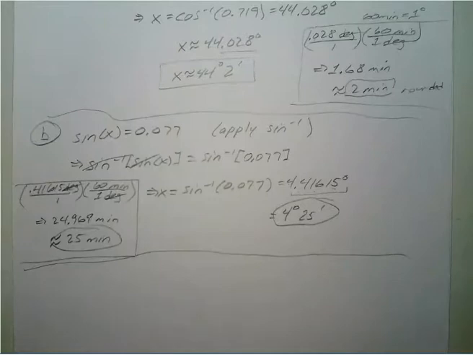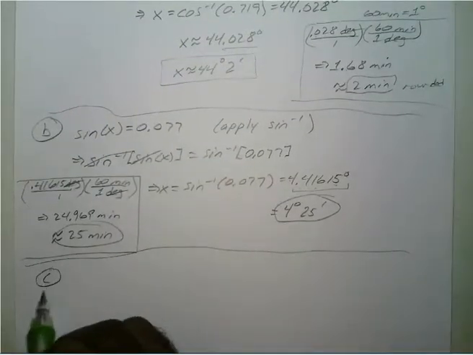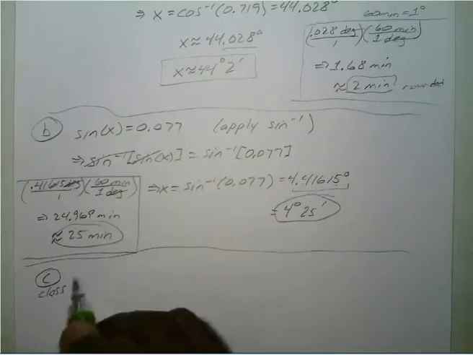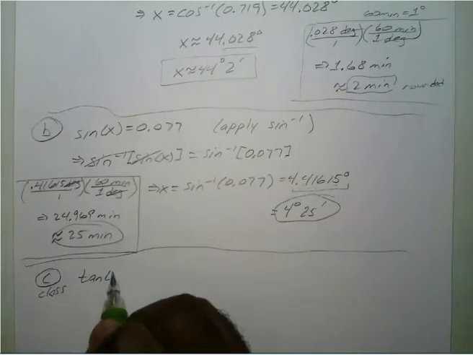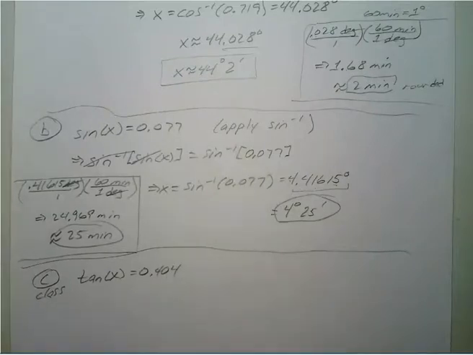All right. Now, what I want you to do is press pause and try C on your own. Tangent of x equals 0.404. Okay, so I want you to try to solve that one on your own.